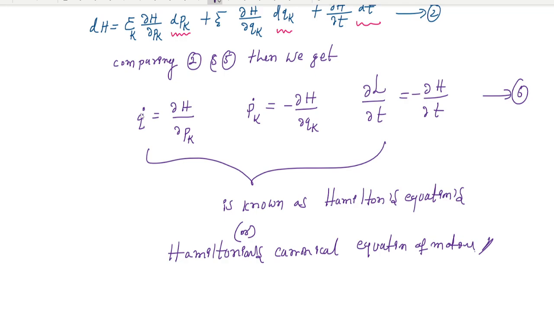So remember these formulas. q dot is equal to partial H divided by partial p. p dot equals minus partial H divided by partial q. Partial L divided by partial t is equal to minus partial H divided by partial t. These are the Hamiltonian equations of motion, not the Hamiltonian function. Hamiltonian function is different, Hamiltonian equation of motion is different. Lagrangian function is different, Lagrangian equation of motion is different. So by using these formulas, we are going to solve many Lagrangian and Hamiltonian based problems.